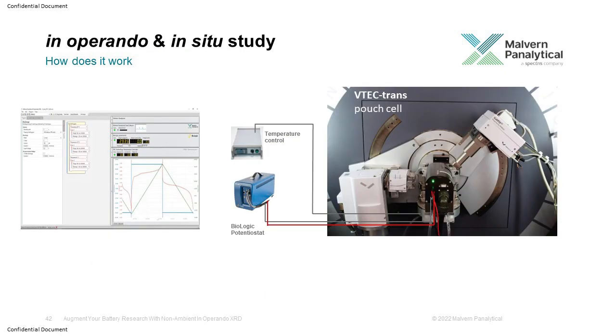This is how it works: you have this stage, for example the VTEC stage, mounted onto the XRD platform. This is the temperature controller. This is the potentiostat that is connected to charge and discharge the cell. And everything is then controlled by the software that we provide. So the temperature controller, the potentiostat, and the XRD are all controlled by this control software.